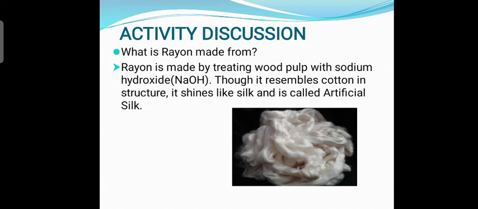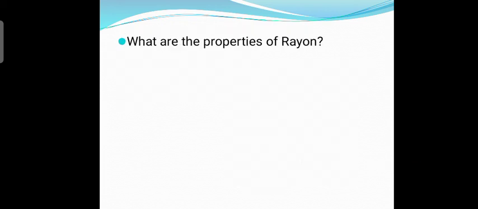So students, it is very clear in this picture that rayon also appears like cotton. It is also white in color, but it has some shine and therefore it is a little bit different from cotton in appearance. Due to the shine, it is also known as artificial silk.